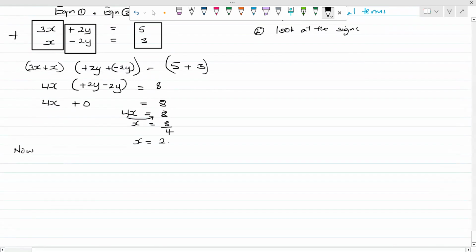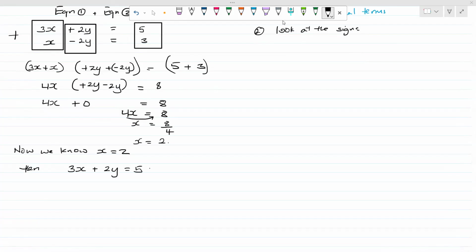Now, we know x is equal to 2. Then, if we take one of these equations, like say we take 3x plus 2y is equal to 5, and you can take any one really. Any one would work. Doesn't matter which one you take. We could replace this x with a 2 because we know x is 2 now. We don't need to continue to be in the unknown.